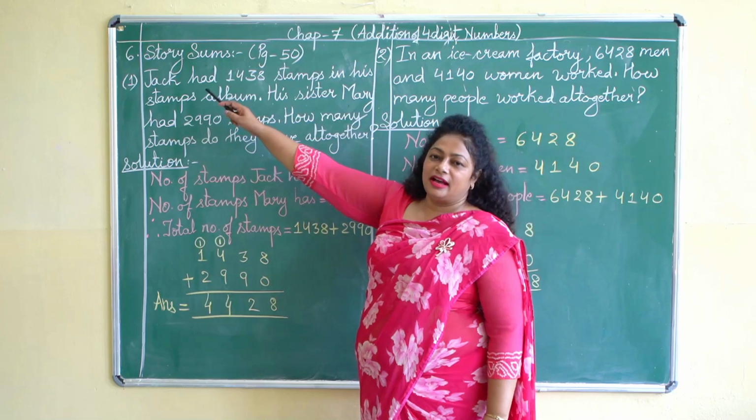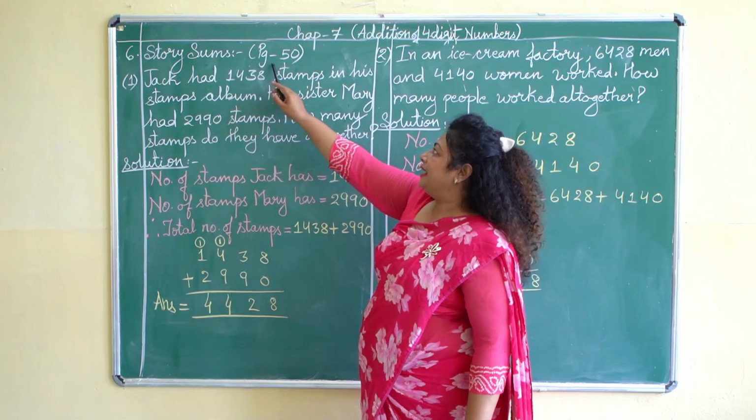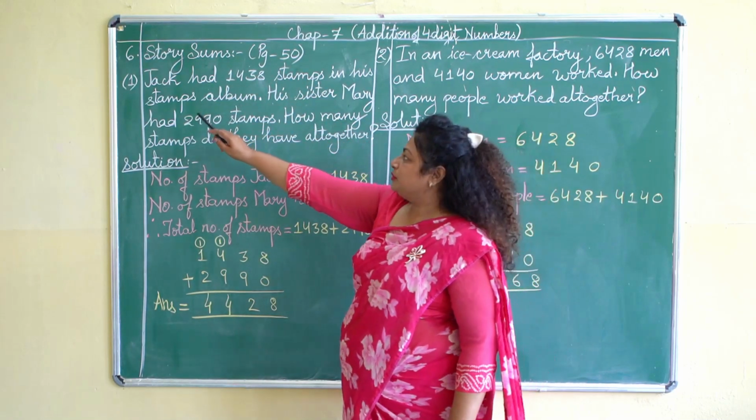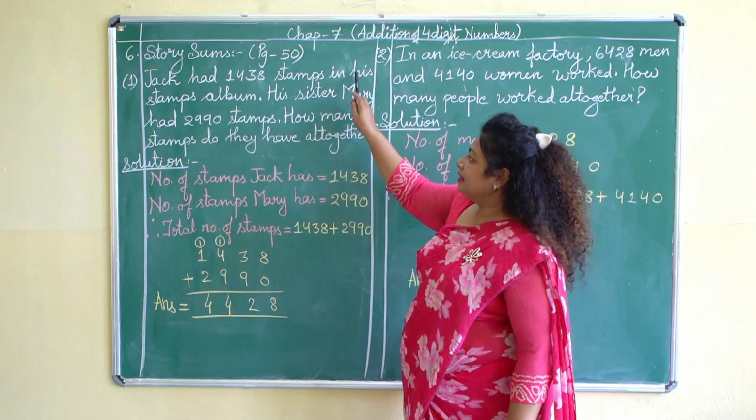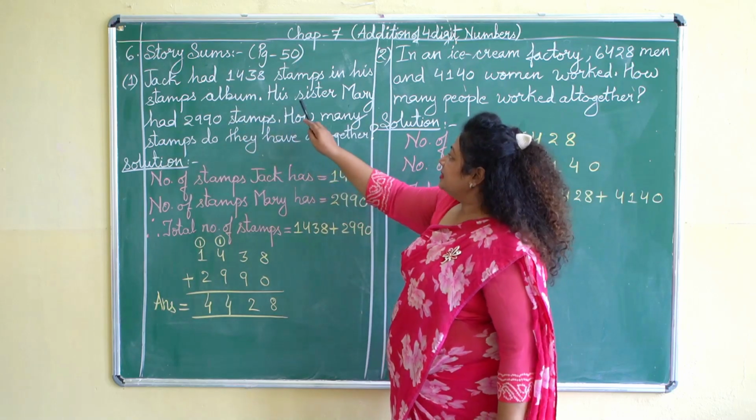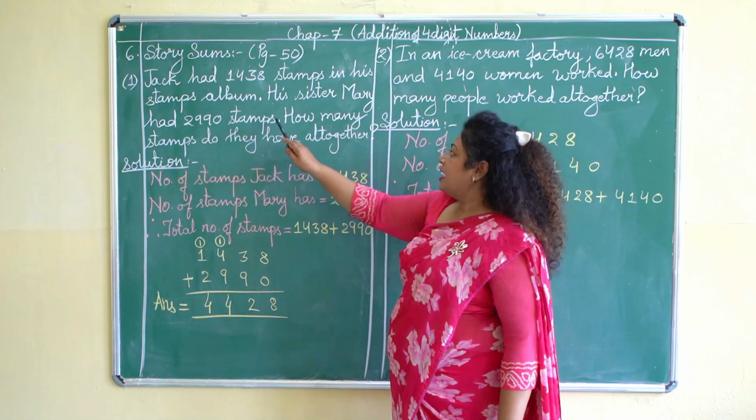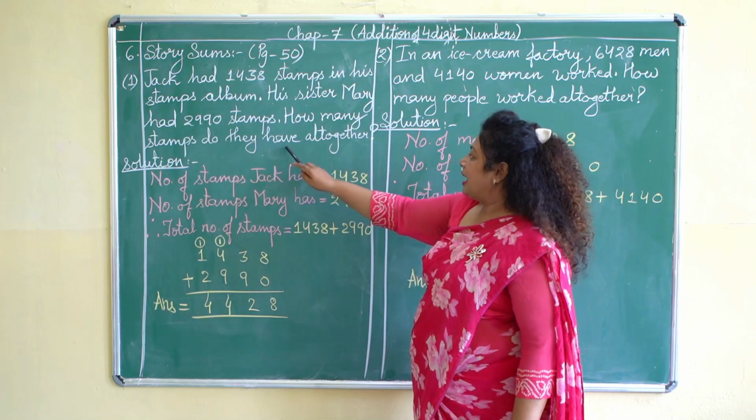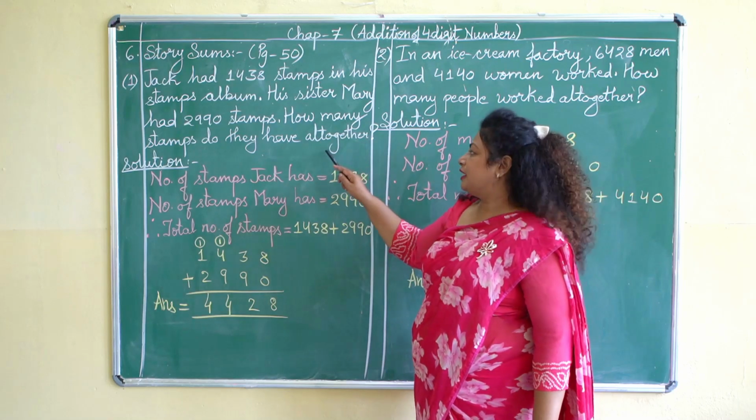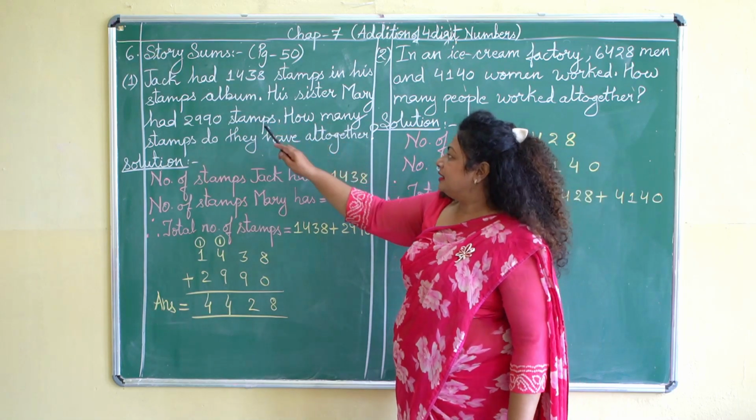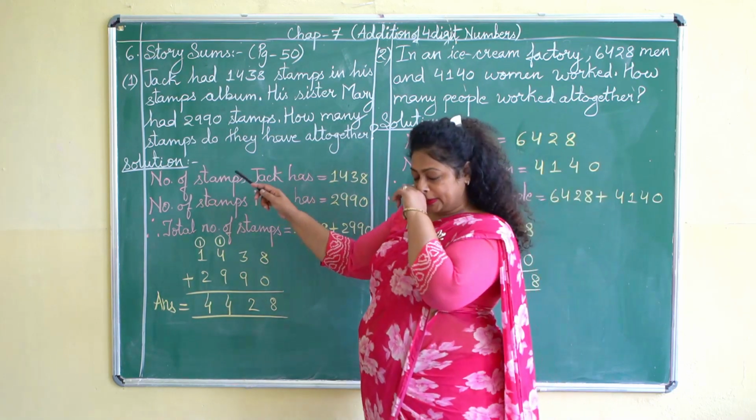Let us proceed with the last exercise of this chapter 7, story sums, given on page number 50. The first sum given to you is Jack had 1438 stamps in his stamps album. His sister Mary had 2990 stamps. How many stamps do they have altogether? We have to emphasize the word altogether. The word altogether itself shows that it is the story sum of addition. Okay children? So let's start with the solution of the sum.